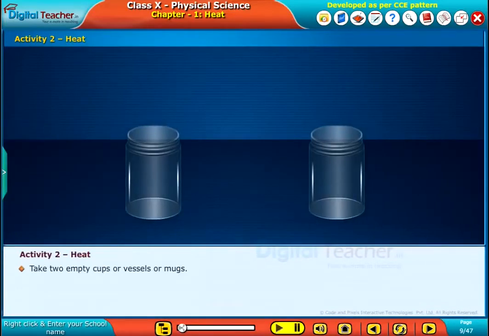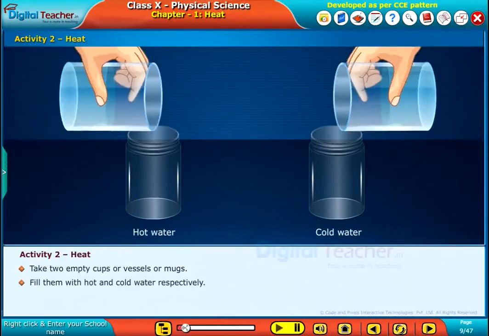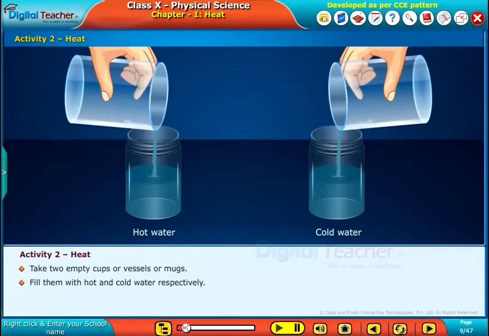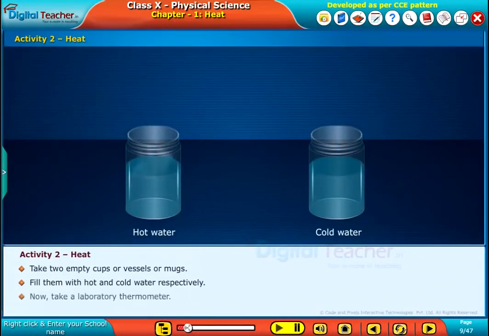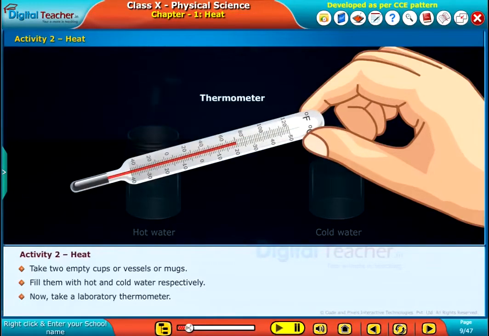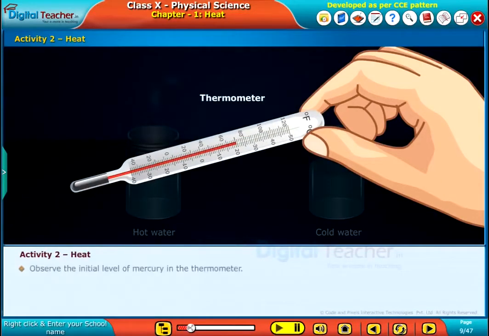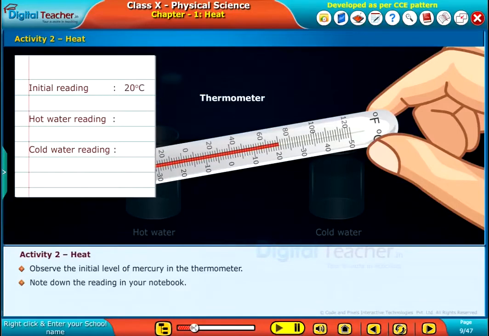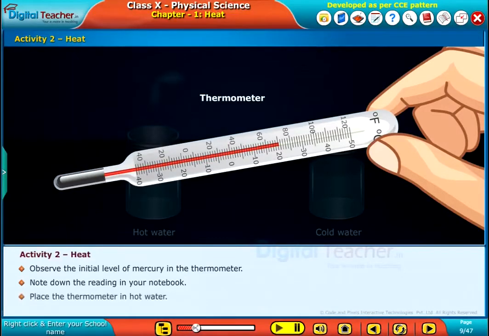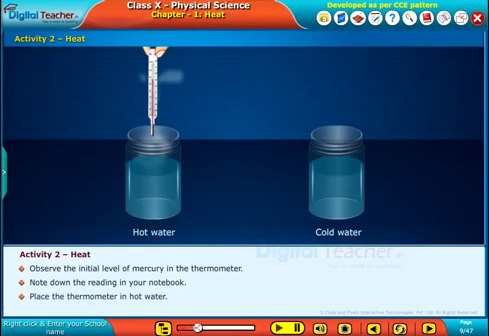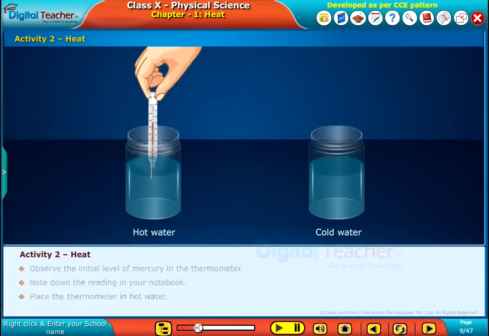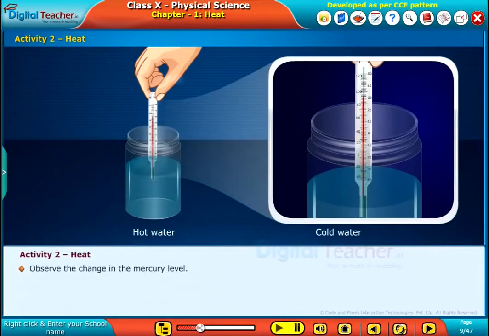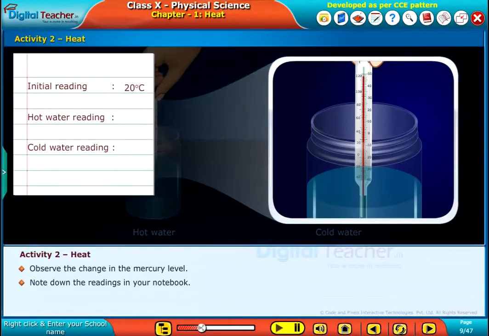Take two empty cups or vessels or mugs. Fill them with hot and cold water respectively. Now take a laboratory thermometer. Observe the initial level of mercury in the thermometer. Note down the reading in your notebook. Place the thermometer in hot water. Observe the change in the mercury level. Note down the readings in your notebook.